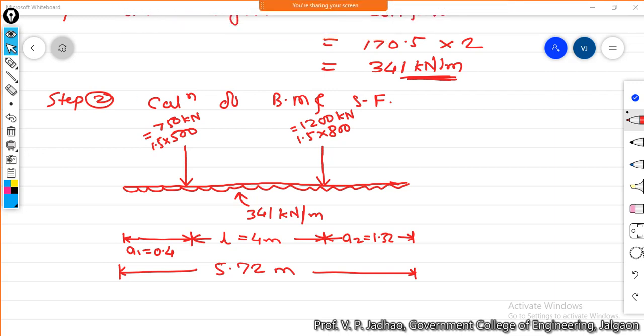Okay, so what we are assuming is that this particular footing is acting like a beam which is subjected to this 341 kilonewton per meter upward soil pressure, which is acting in upward direction. It is again subjected to two vertically downward loads from the columns, that is this 750 kilonewton factored load and 1200 kilonewton factored load. Now we have to draw the bending moment and shear force diagram. For that we have to calculate the bending moment and shear forces.